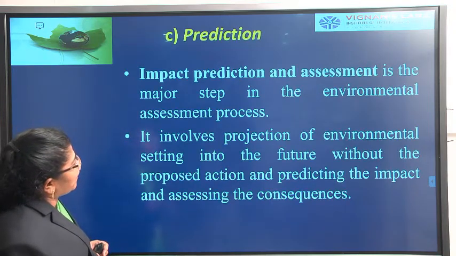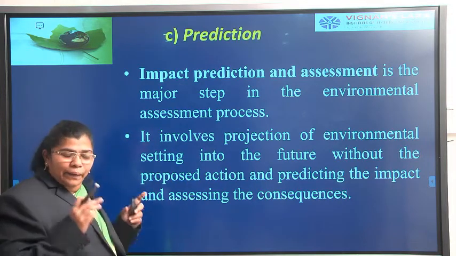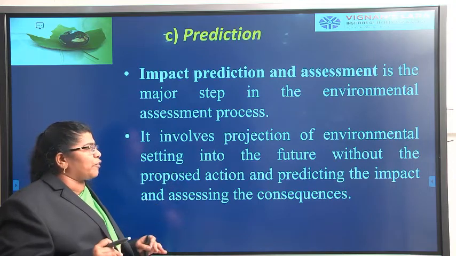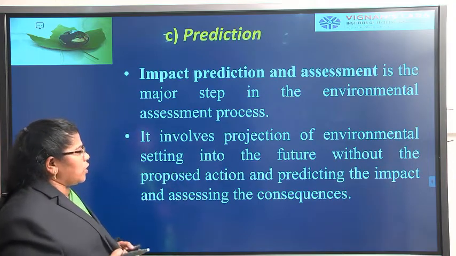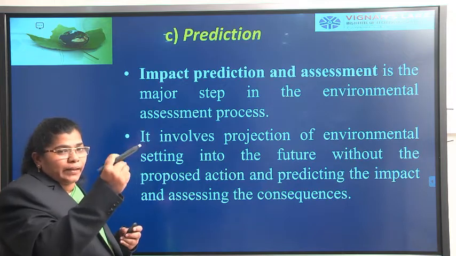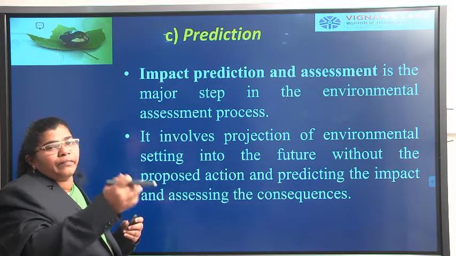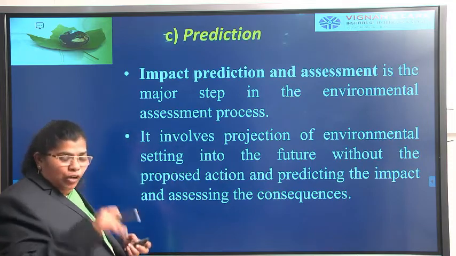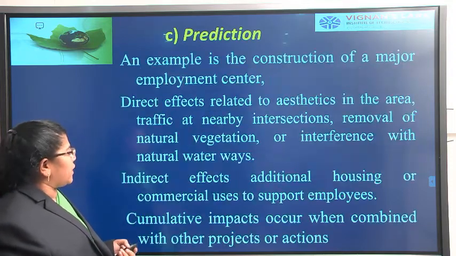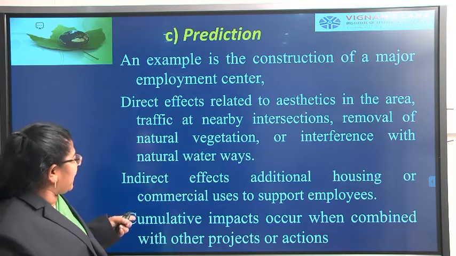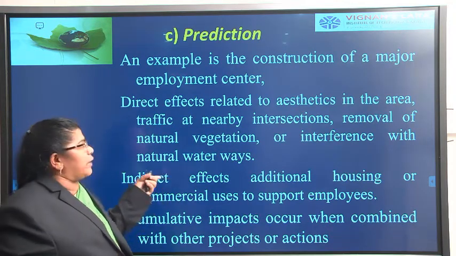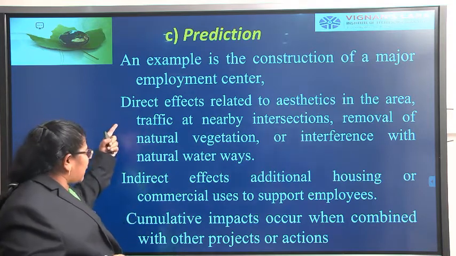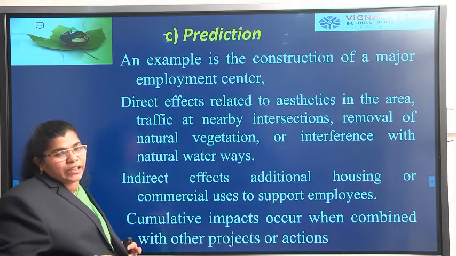And the next one is the impact, that is the positive impact and also the negative impact we have to predict, right? Also the future: if the company is to be established, what will happen in the future, not only nearby? Next, we have to predict the direct and the indirect ones. So three major things we have to predict: the direct effect, the indirect effect, and the cumulative impact.